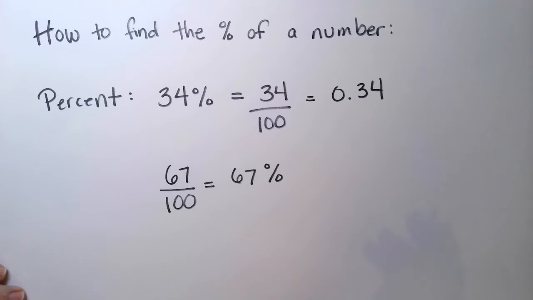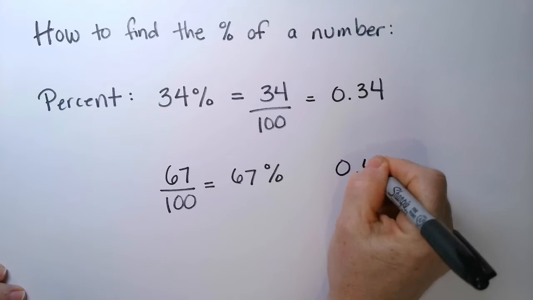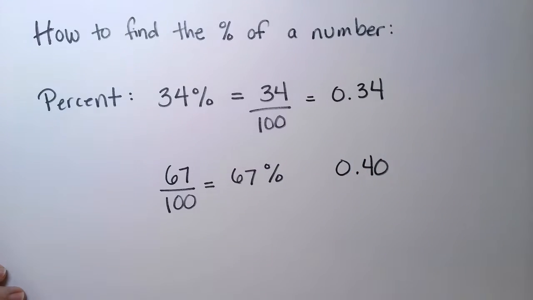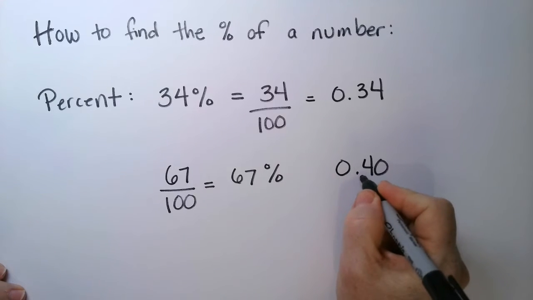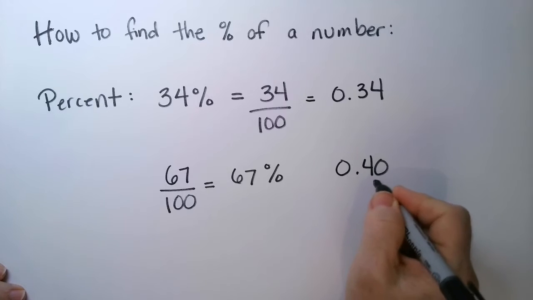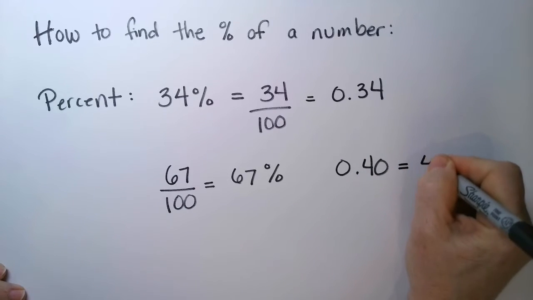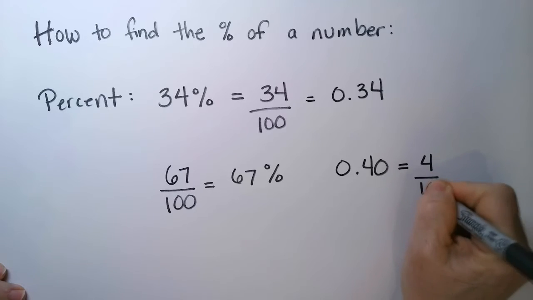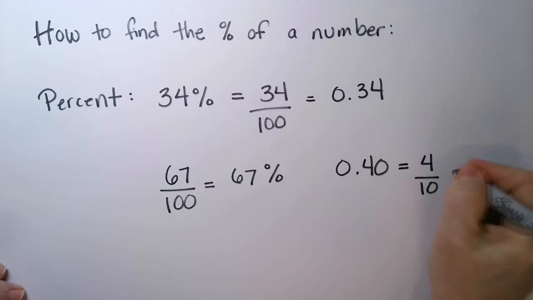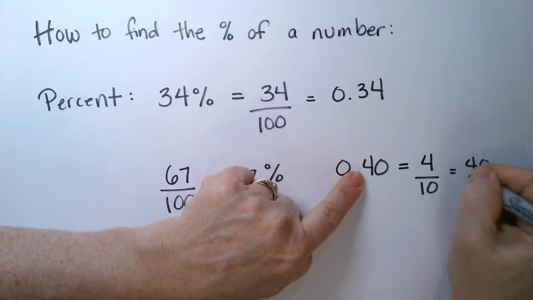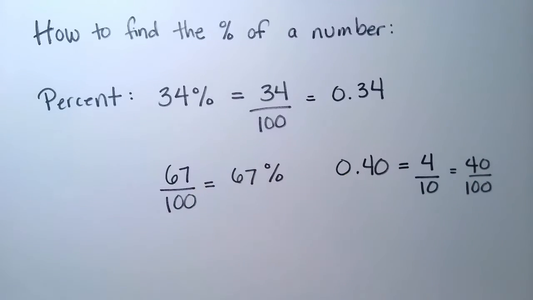What if I'm given a decimal? What if I'm given 0.40? How do I find that in a percent? Okay, so 4/10 or 40 hundredths, same thing. So 0.40 is equal to 4 over 10. It's also 40 over 100.